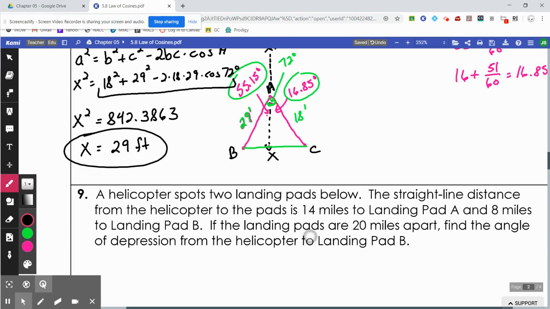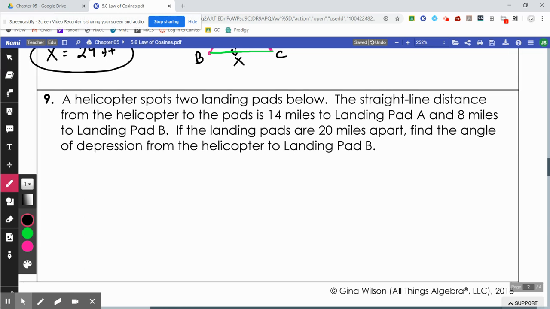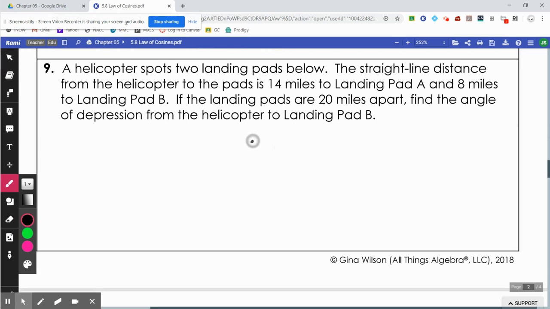Okay, the last one. Says a helicopter spots 2 landing pads below. The straight line distance from helicopter to the pads is 14 miles to landing pad A, 8 miles to landing pad B. If the landing pads are 20 miles apart, find the angle of depression from the helicopter to landing pad B. So we've got a helicopter here. Then we have 2 landing pads. Landing pad A and landing pad B.